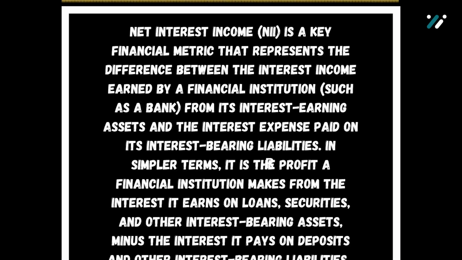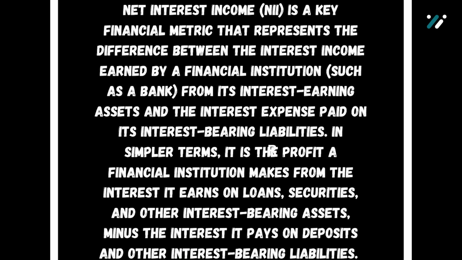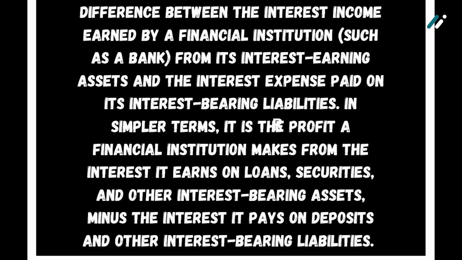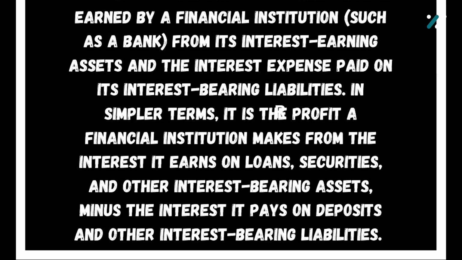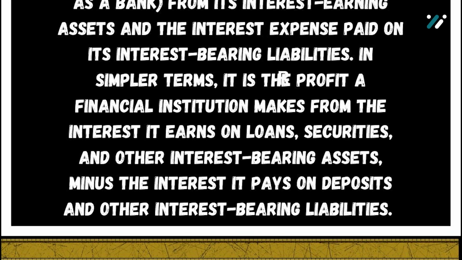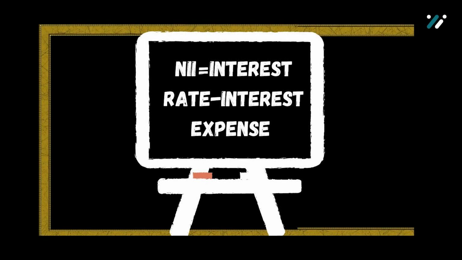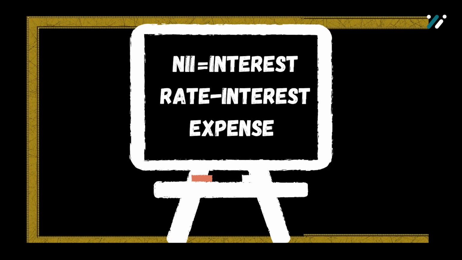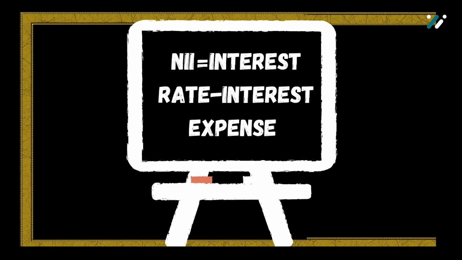In simpler terms, it is the profit a financial institution makes from the interest it earns on loans, securities, and other interest-bearing assets, minus the interest it pays on deposits and other interest-bearing liabilities. A formula for calculating net interest income is as follows: NII equals interest income minus interest expense.